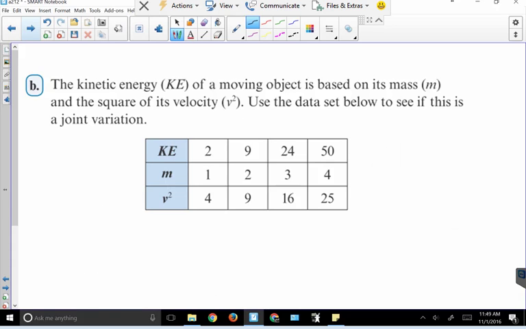It says the kinetic energy of a moving object is based on its mass and the square of its velocity. Use the data set to determine whether or not this is going to be a joint variation equation. Okay, so the kinetic energy is based on its mass and what? Velocity squared. So if I take a look at this, we're going mass 1, 2, 3, 4. So the kinetic energy, is it going up? 2, 9, 16, 25. Is it going up? Yes? No? Maybe so.